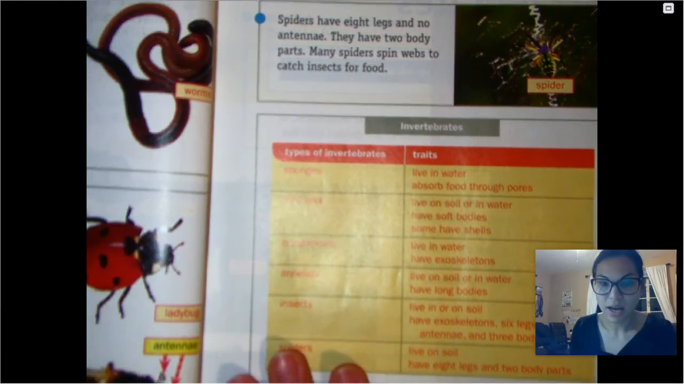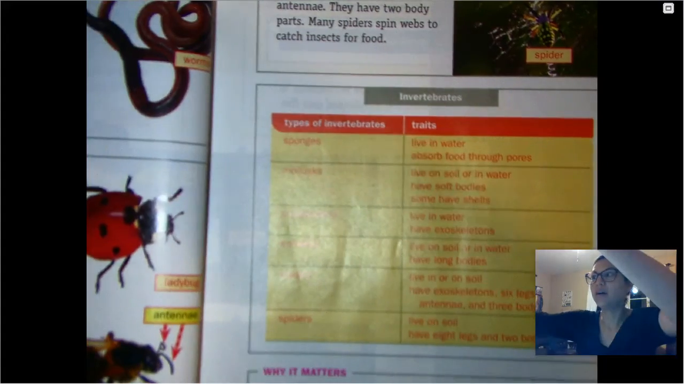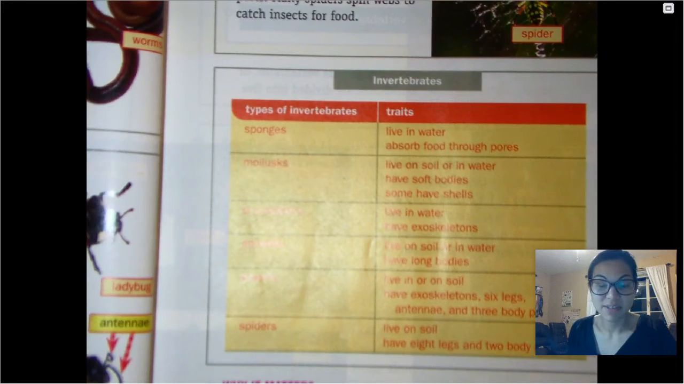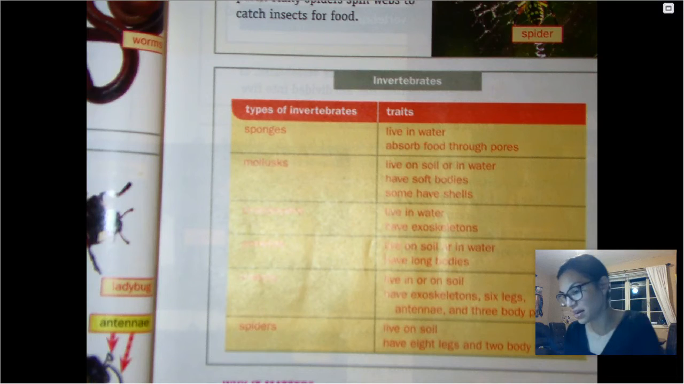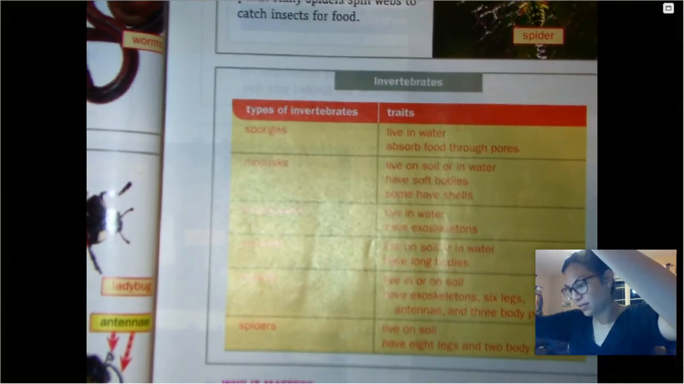I'm not going to read over this chart. I will let you read it. I'm going to attach it in the assignments as always. So I'm going to let you go over that and review it yourself. We already touched on it throughout the reading.